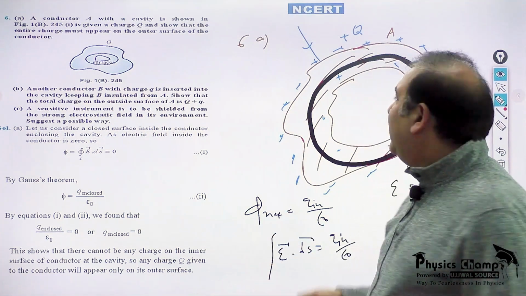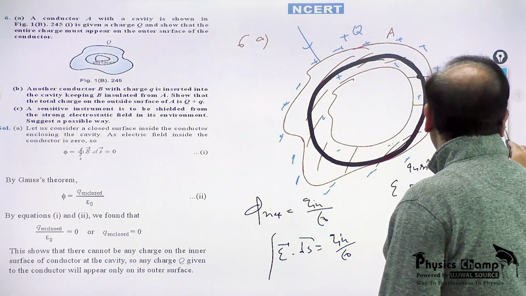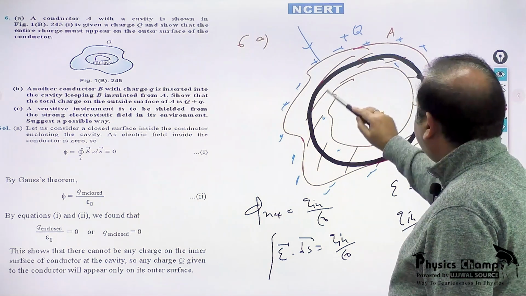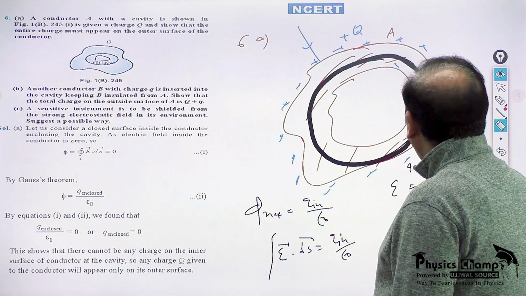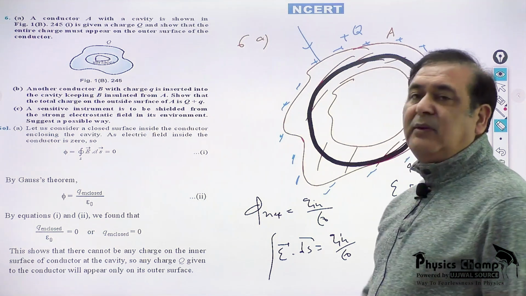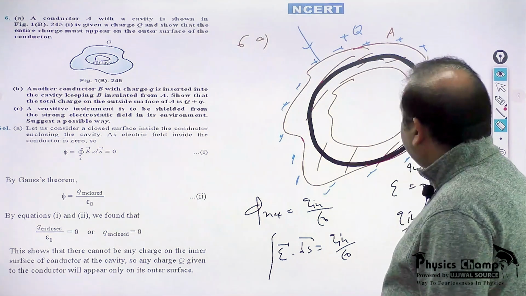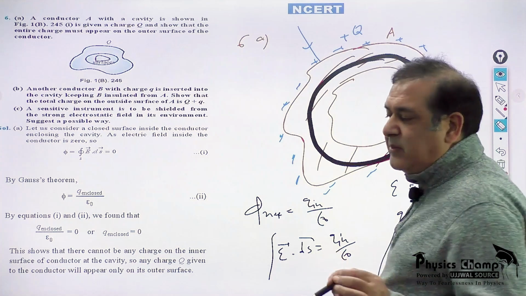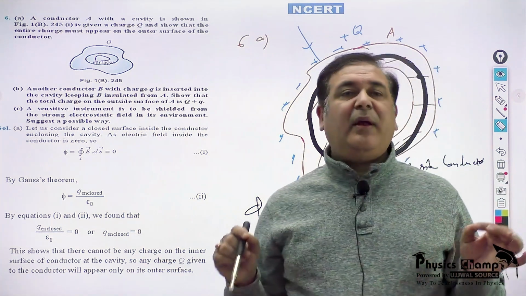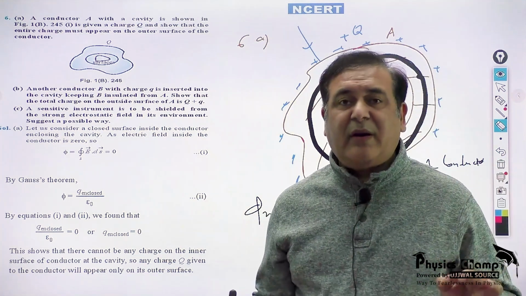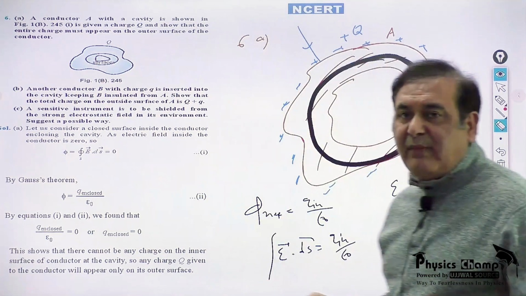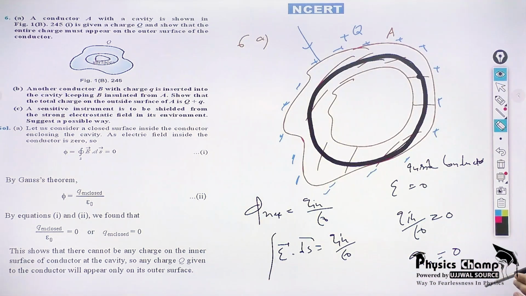It means any charge which is given to it must only be at the surface. No charge will go inside the conductor. Any charge which is given to the conductor will remain at the surface, because within the conductor the electric field will have a value 0.